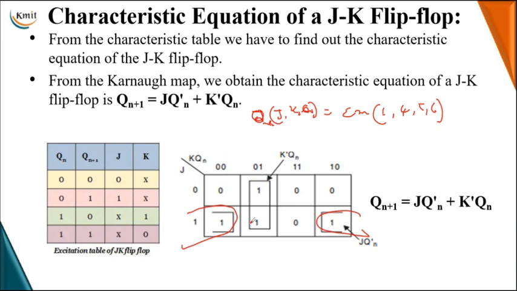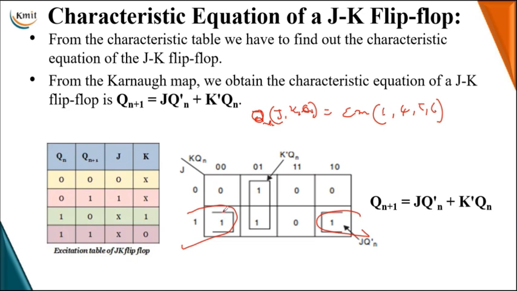Next, here 1 and 5 are paired. So here J is different between these two minterms and the common variables are K and Qn. K value is 0, so hence it is K bar Qn. So the characteristic equation is Qn plus 1 is equal to J Qn bar plus K bar Qn.